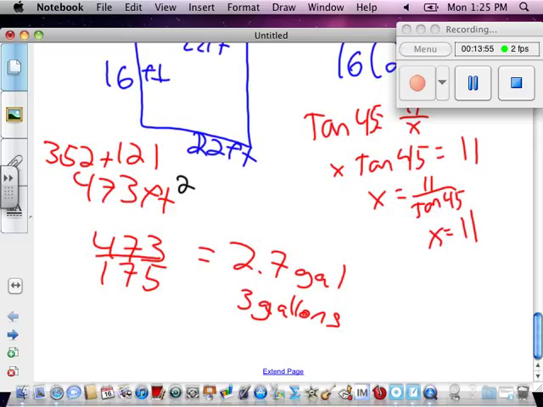No, you could have used special triangles instead of trig functions. That would have been totally fine. Any other questions?